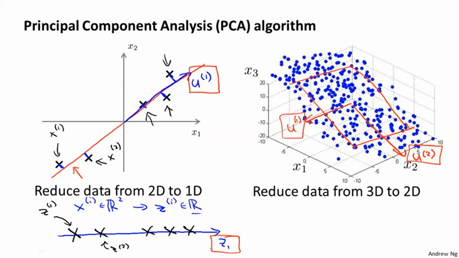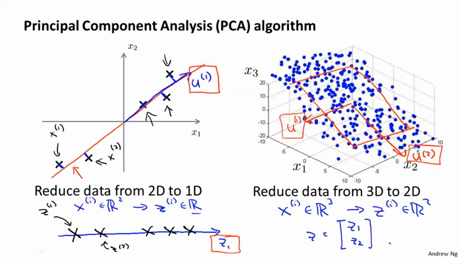On the example on the left, we're reducing the data from 2D to 1D. In the example on the right, we would be reducing data from three-dimensional, so xi is in R3, to zi, which is now two-dimensional. So these z vectors would now be two-dimensional, z1, z2 like so. And so we need to give a way to compute these new representations, the z1 and z2 of the data as well. So how do we compute all of these quantities?